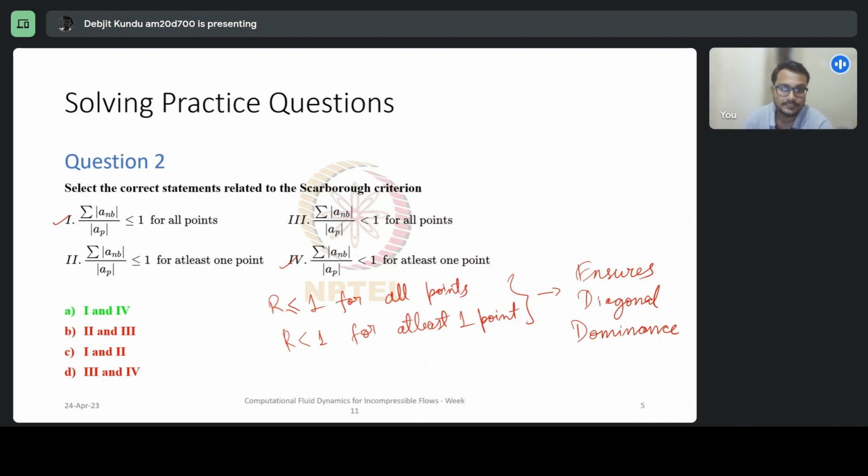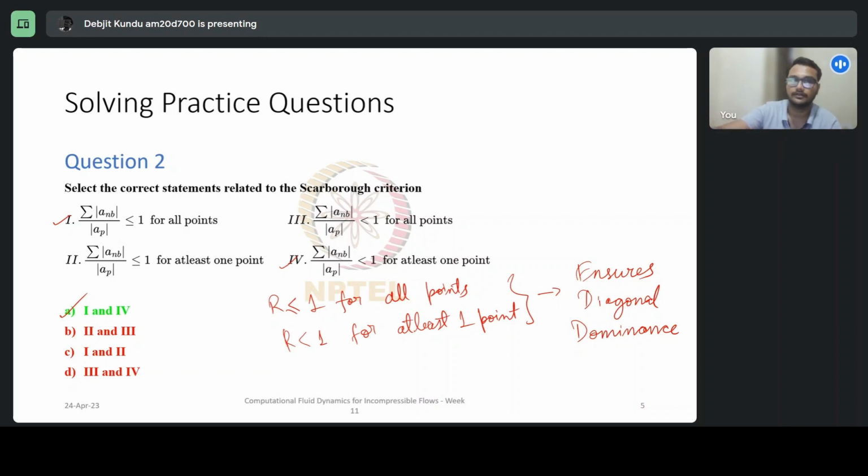So if these conditions are satisfied, then we will say that the Scarborough criterion is satisfied, and we can rest assured that the solution scheme would ultimately converge and give us correct results. So that's why option A, 1 and 4, would be the correct answer.